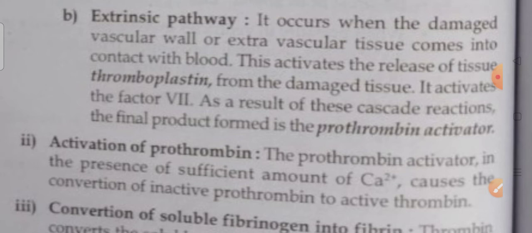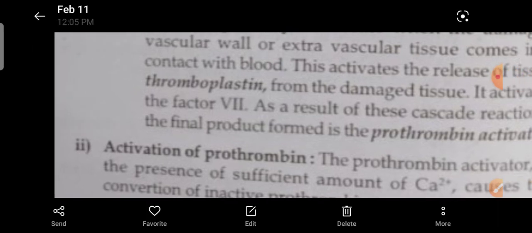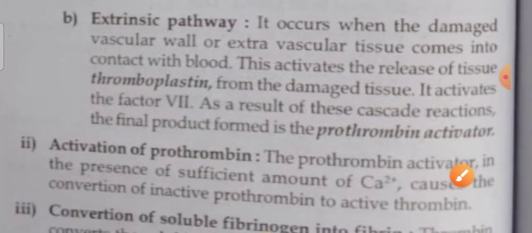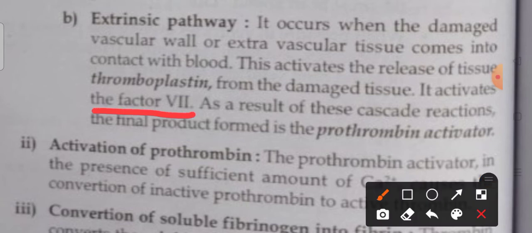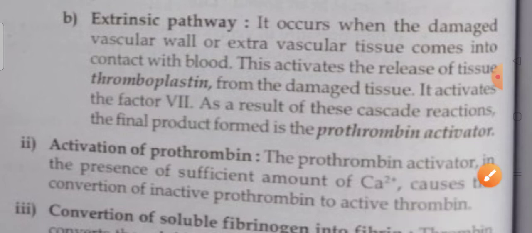From the damaged tissue, in the intrinsic pathway it activates the 12th factor. Here, in the extrinsic pathway, it activates the 7th factor. As a result of these cascaded reactions, the final product formed is prothrombin activator. Is it clear?